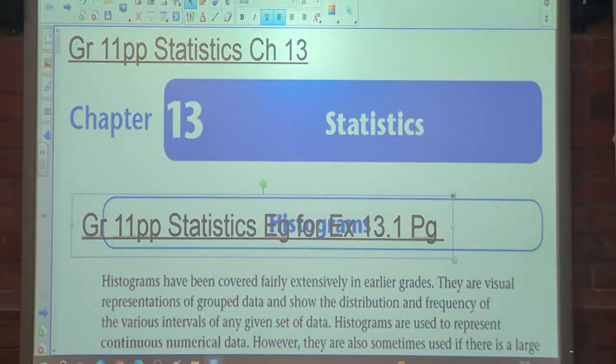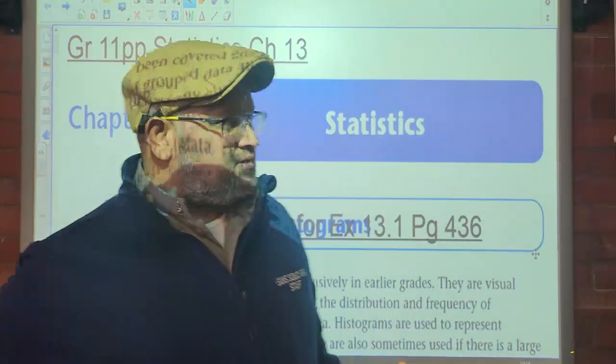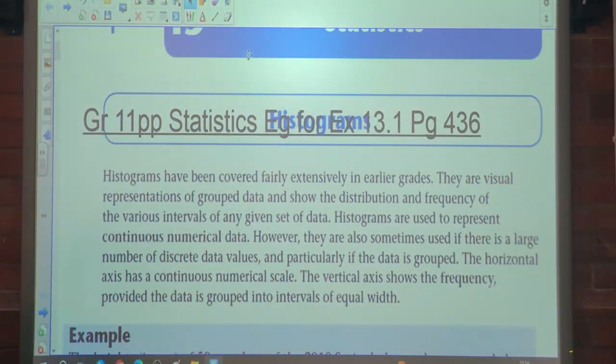Okay, good morning class. So today we're looking at statistics. We're looking at examples 4, Exercise 30.1, which is on page 436.